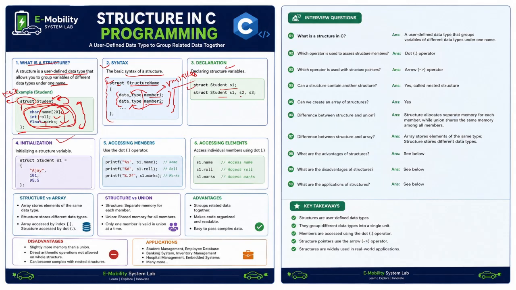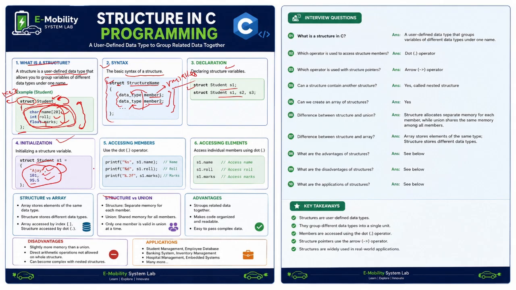So like this you can declare the structure. Okay, and initialization is basically you would put some information related to that student. Suppose the student name is Ajay, the roll number of that student is 101, and the marks of that particular student are 95.5. So what we are doing here is storing the information related to that particular structure name.